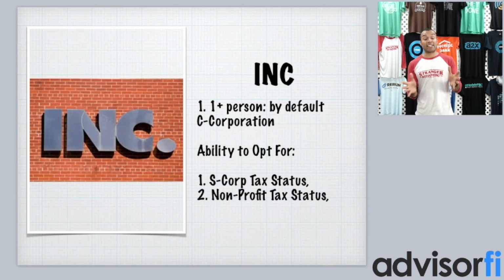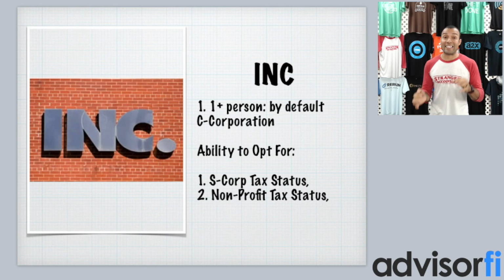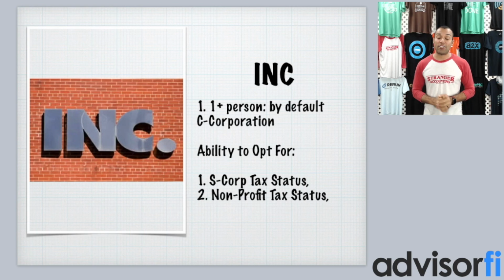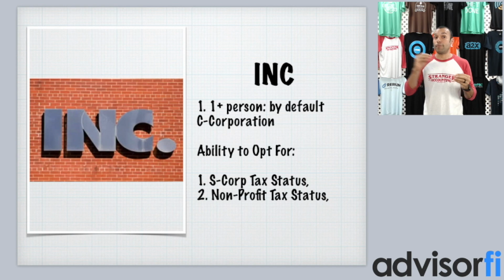Okay, so what are the tax classification options for Incs? No matter how many people form an Inc., one or more, it really doesn't matter. By default, the Internal Revenue Service selects the C Corp tax classification. The C Corp tax classification is a double tax company. Once again, the profits get taxed, and if the profits get distributed to the shareholders, then the shareholders pay tax on those dividends that got distributed. So it's a double tax corporation.